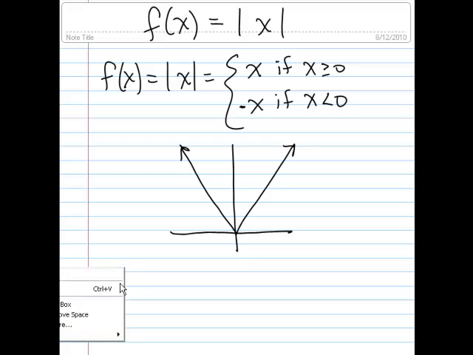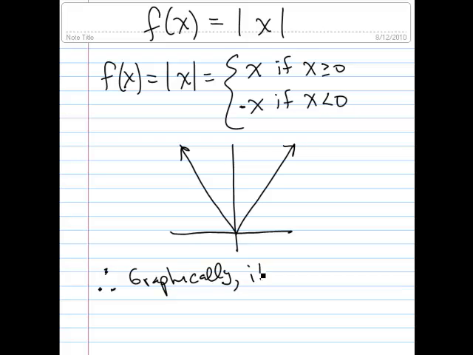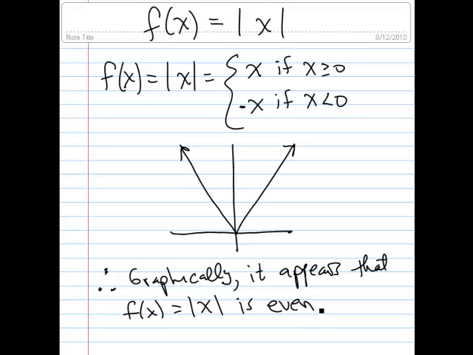So therefore, graphically it appears that f of x equals the absolute value of x is even. But we want to check this algebraically as well. I mean, a graph, this is just a hand-drawn graph. We don't know for sure until we check algebraically. So let me pull up a new page here.